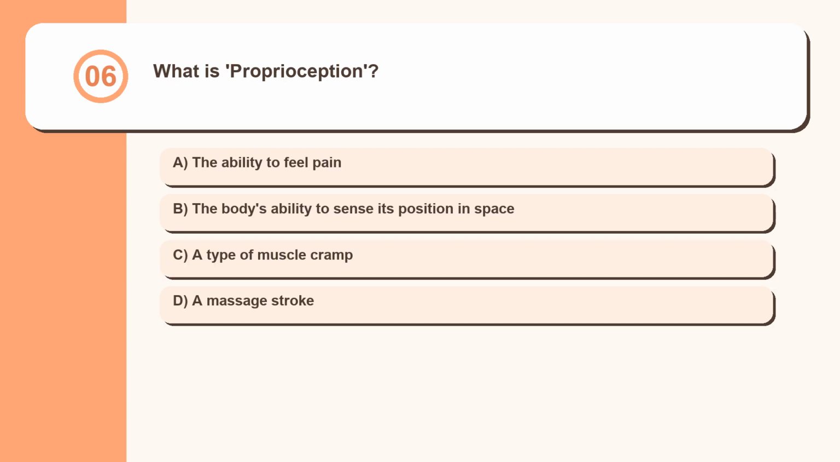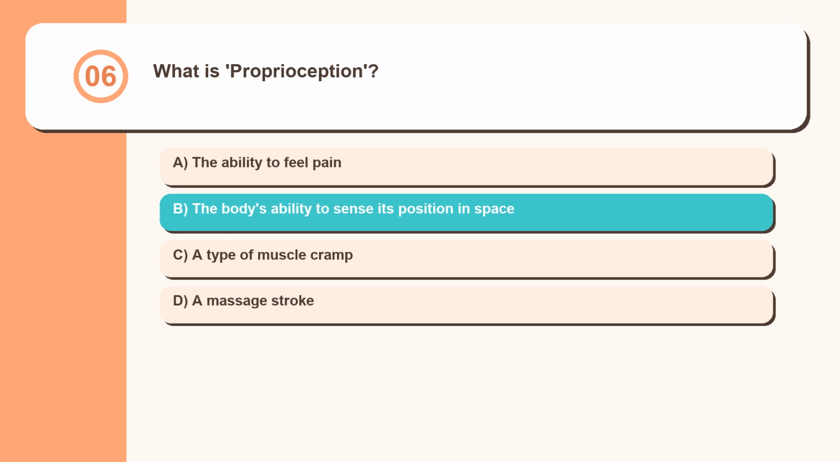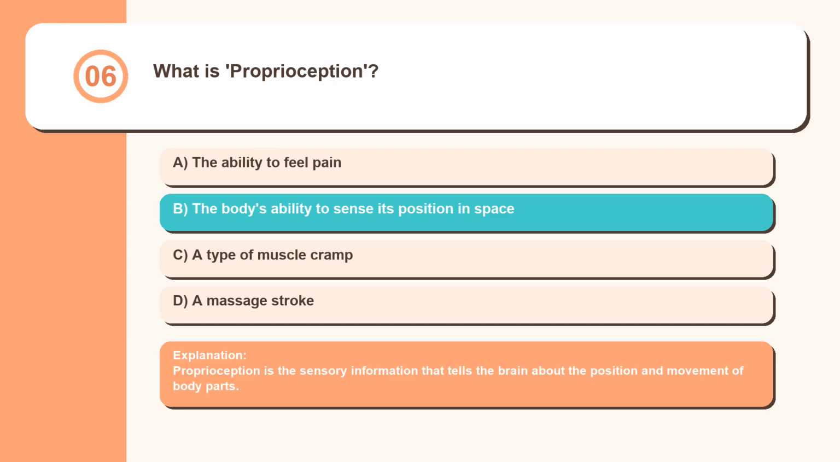Question 6. What is proprioception? The ability to feel pain. The body's ability to sense its position in space. A type of muscle cramp. A massage stroke. Proprioception is the sensory information that tells the brain about the position and movement of body parts.